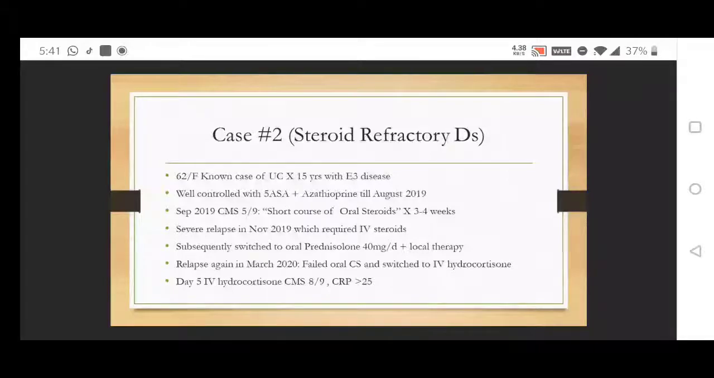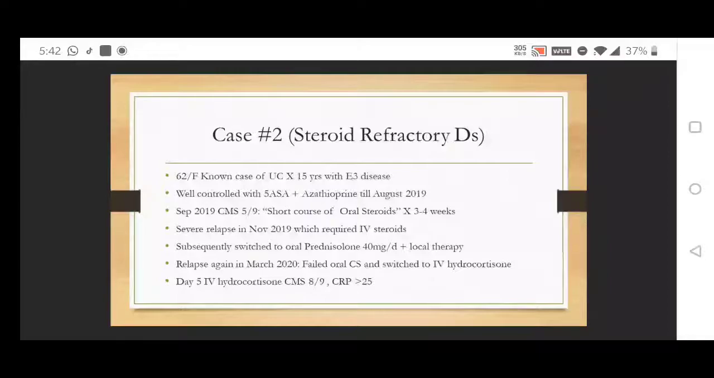Now she has a relapse again in March 2020. She comes to us. She was started on oral corticosteroid, failed. She didn't do well. We switched to IV hydrocortisone. In fact, this patient is still with us in the hospital. On day 5 of hydrocortisone, she has a clinical Mayo score of 8/9, CRP more than 25, stools more than 10.